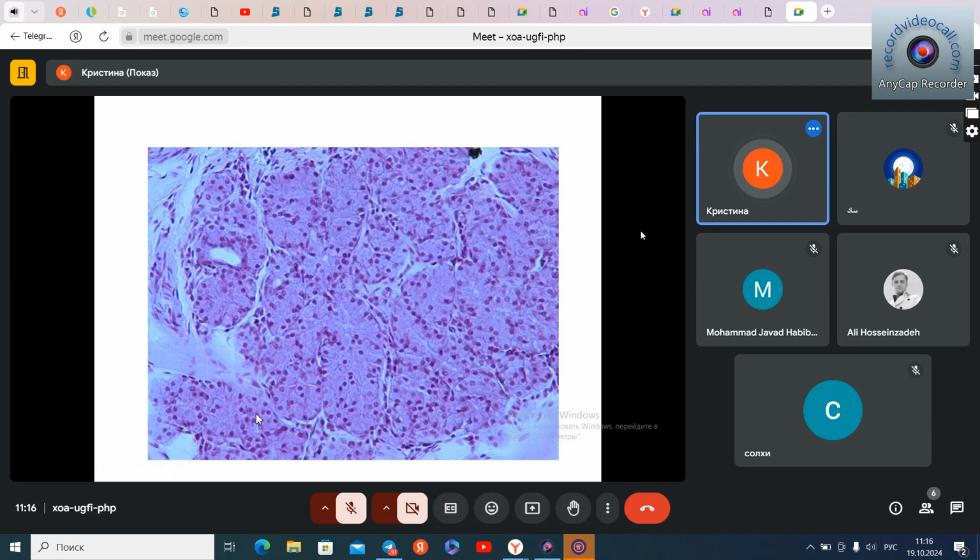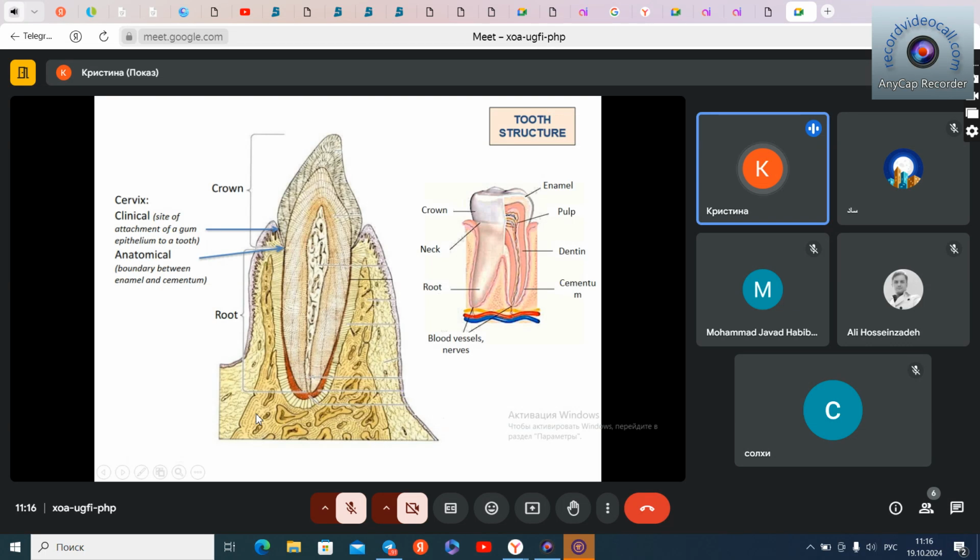Another example of the serous gland with its serous secretory portions here, and some myoepithelial cells are seen here, the flattened nuclei. And we go to the structure and development of the tooth.